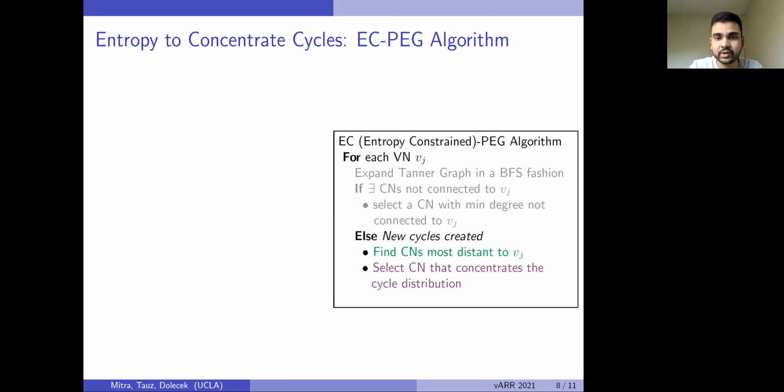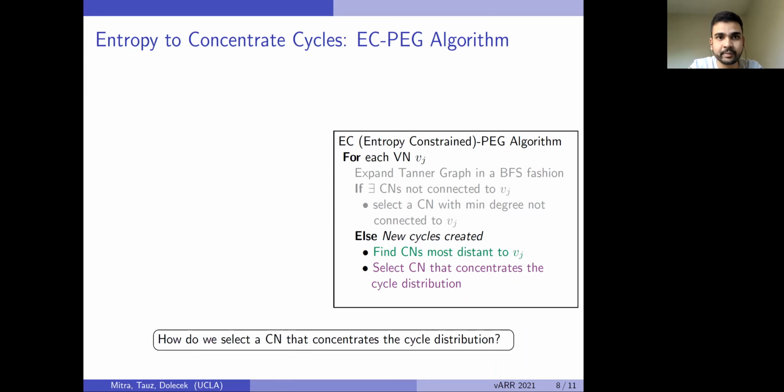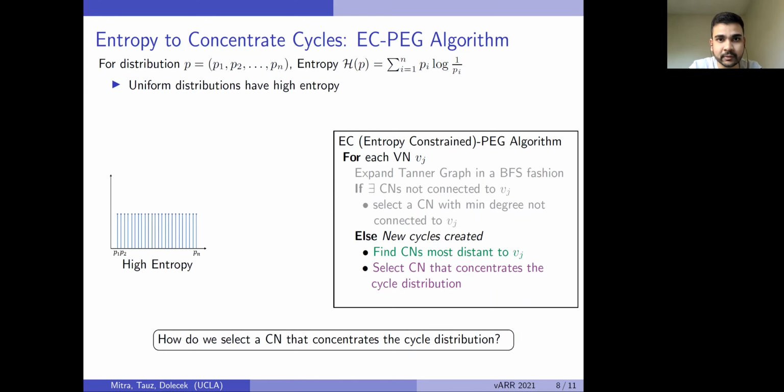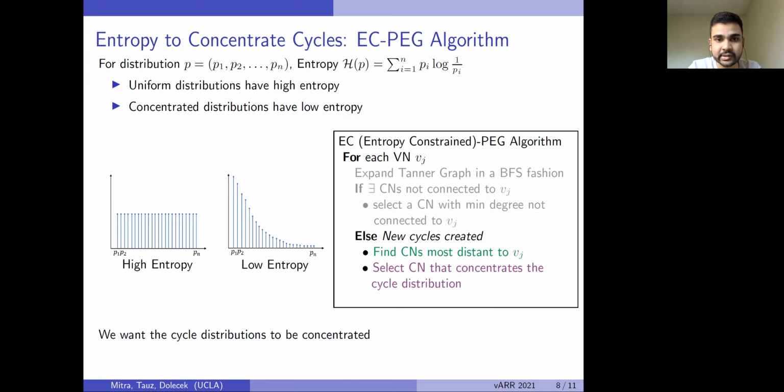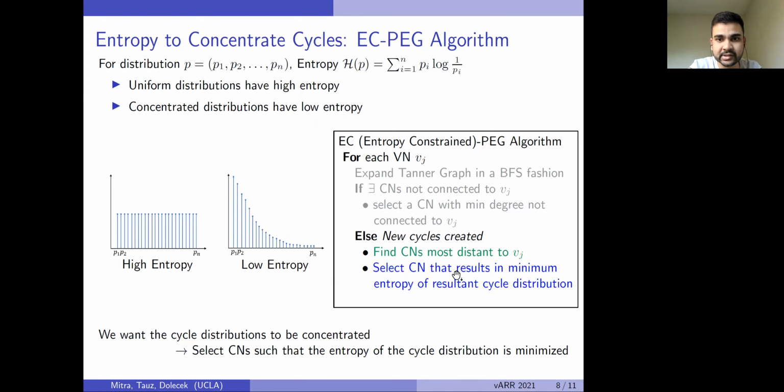And then we want to select check nodes that concentrate the cycle distribution, and we use entropy. The question is, how do we select a check node that concentrates the cycle distribution? We use entropy as a measure. We know that uniform distributions have high entropy and distributions that are concentrated have low entropy. And because we want the cycle distributions to be concentrated, we select check nodes such that the entropy of the cycle distribution is minimized. So we select such a check node that results in the minimum entropy of the cycle distribution, and then we update the cycle distribution to be used in the next iteration of the PEG algorithm.